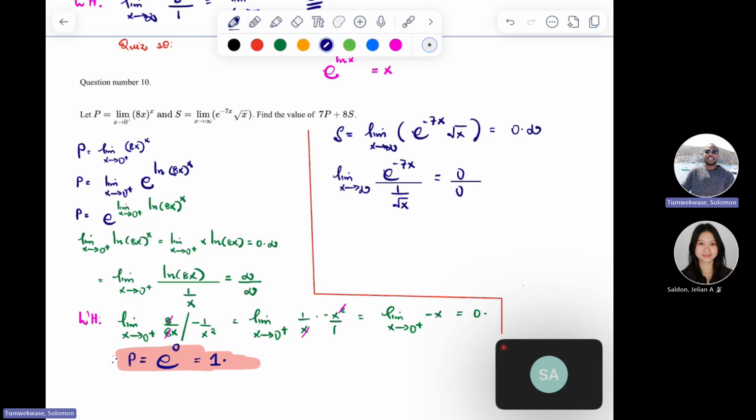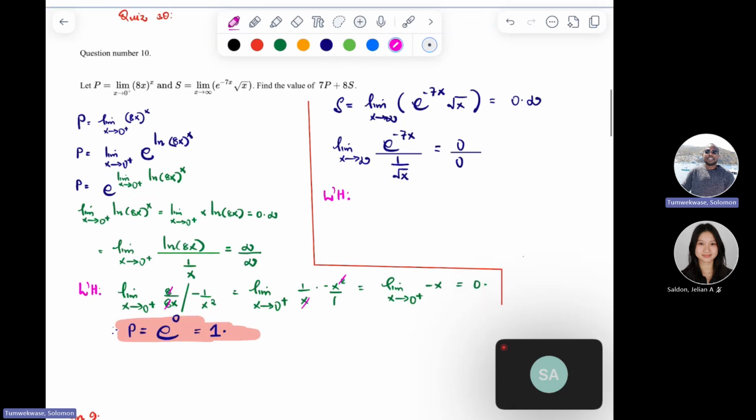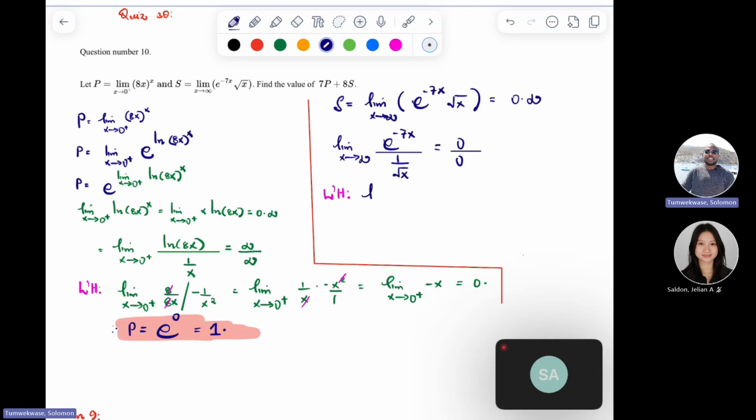Okay. So now, since I have that indefinite form, I can use L'Hopital's rule, and L'Hopital's rule says that I take the derivative of those functions independently. So when I take the derivative of e to the negative 7x, that is negative 7 e to the negative 7x. I hope you remember how to take that derivative. Then I want to take the derivative of 1 over square root of x. Let me do that aside so that I don't have to rush it.